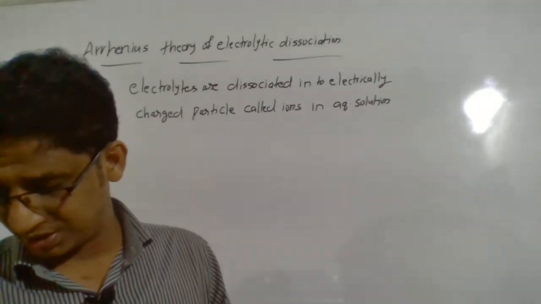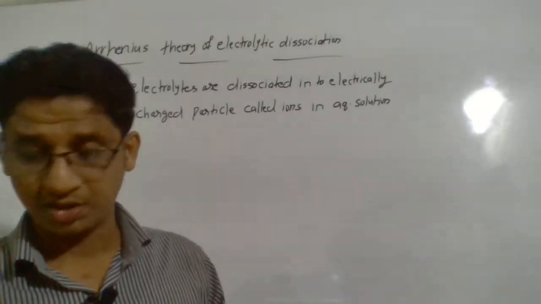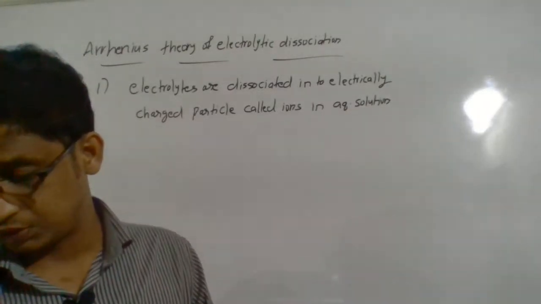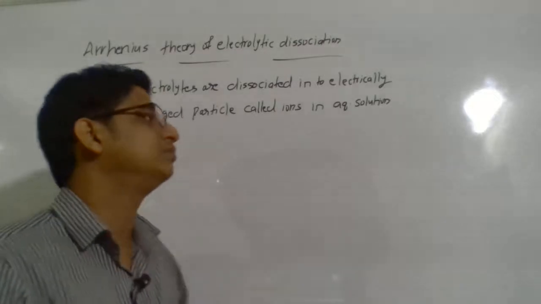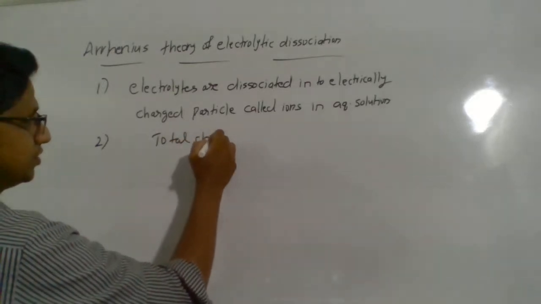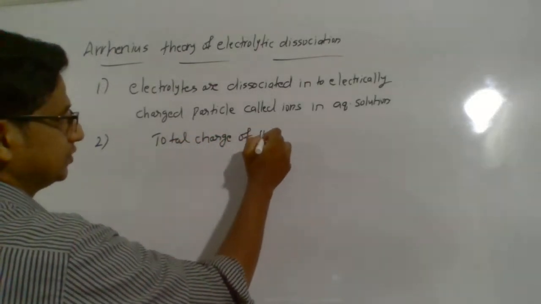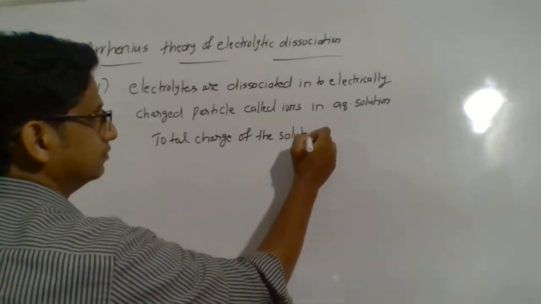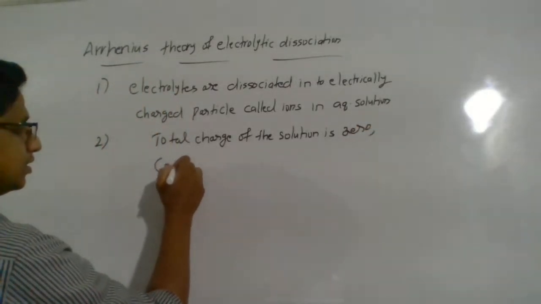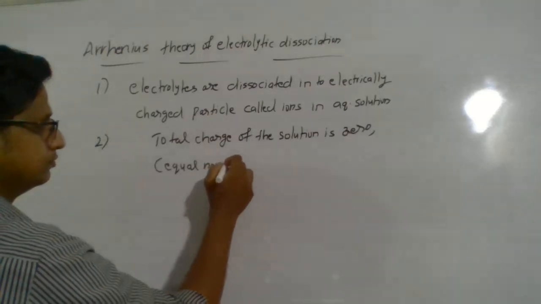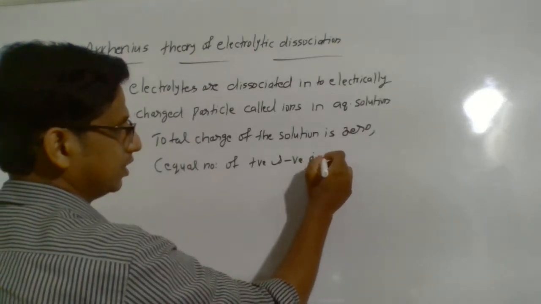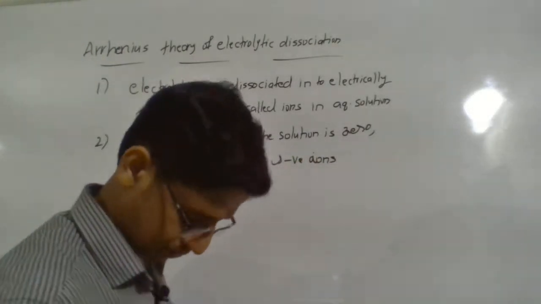Next, the dissociation occurs only in such a manner that the total charge of the positive ions is equal to the total charge of the negative ions. So the whole solution becomes neutral. So look at the second point. The total charge of the solution is 0 because equal numbers of positive and negative ions are forming.